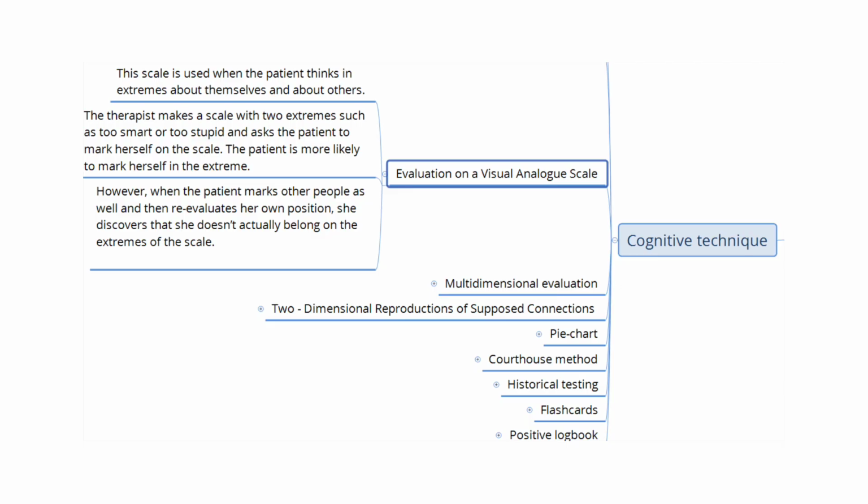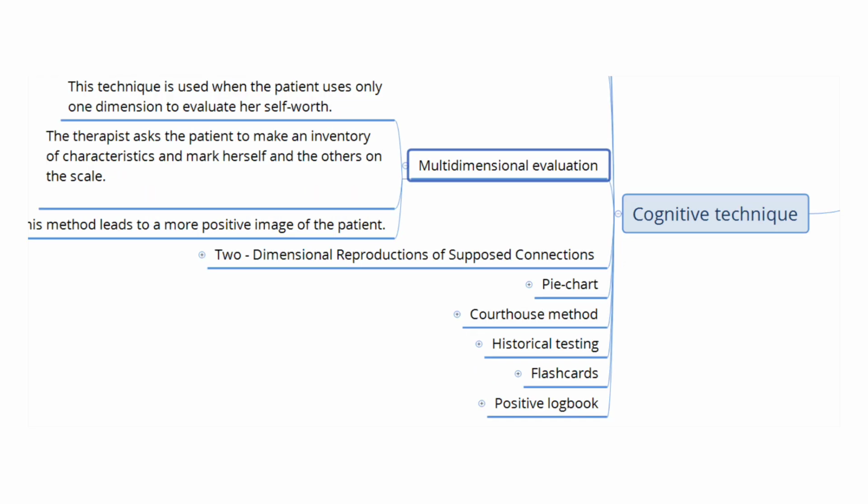The patient is more likely to mark herself at 0 or near 0, representing the naive. The therapist then asks her again if she has marked herself at the correct place. On the contrary, she discovers that she does not belong on the extreme ends of the scale. The next technique is multidimensional evaluation.